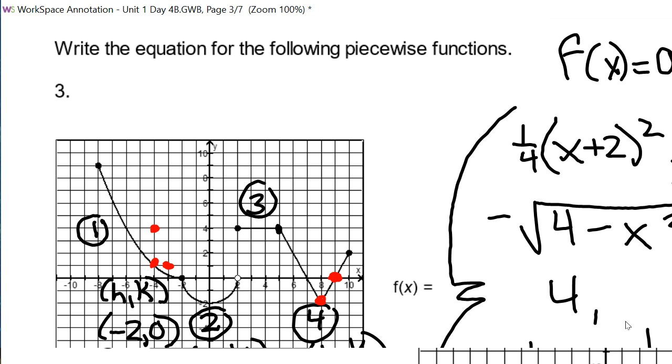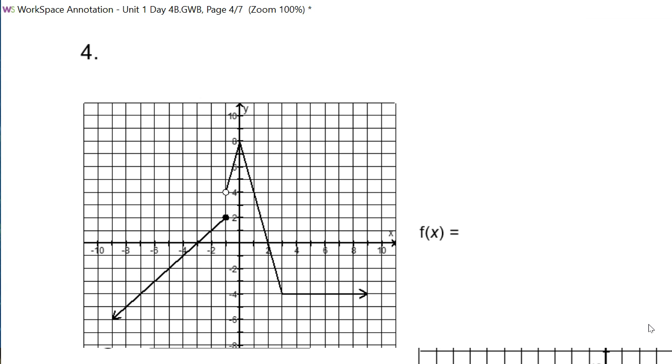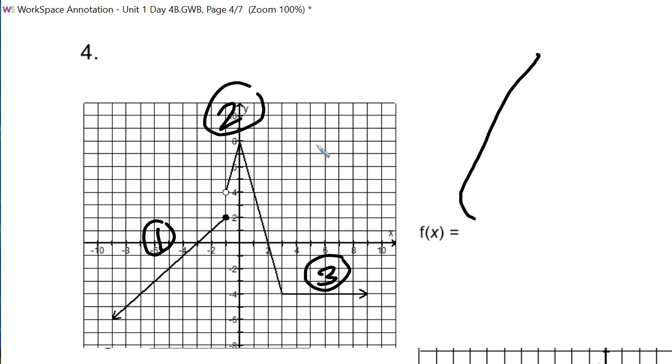Next one, number 4. Number 4, how many pieces do we have to this function? 3. Here's segment 1, piece 2, piece 3. I want you to come up with that piecewise function for number 4. We'll check your answer here in a moment.